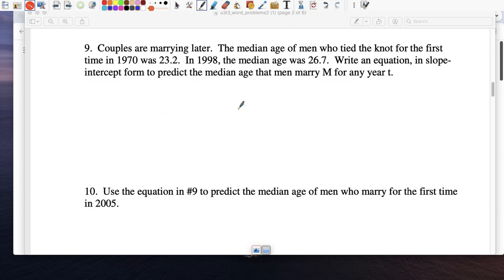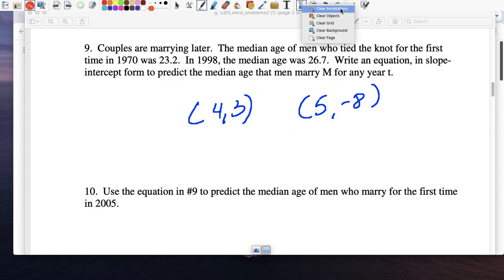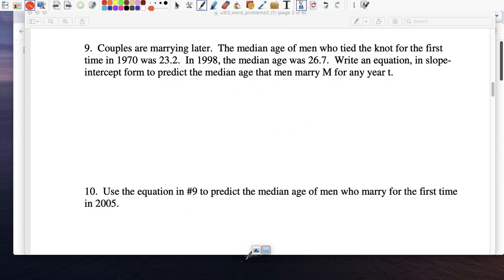So instead of giving you 2 points like this, let me make it up, 0.4 and 3, and then 0.5 and -8, and saying, hey, give me the equation of this line, it's given to you in the context of a story. That's all we're doing today.